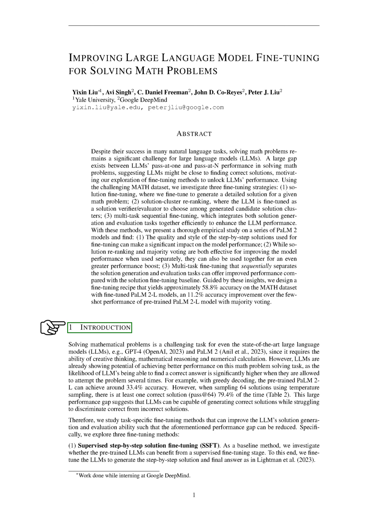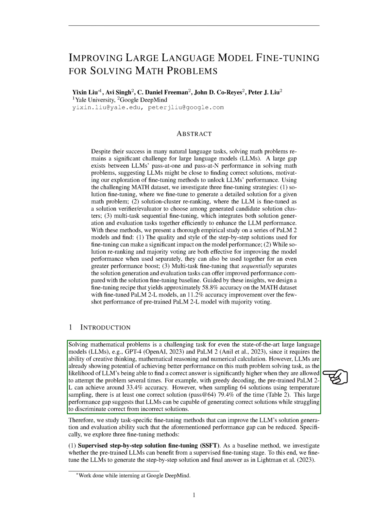Section: Introduction. We're looking at how to improve the problem-solving abilities of advanced language models, like GPT-4 and PaLM-2, when it comes to mathematics. These models are already showing promise, with their chances of finding the right answer increasing when they're allowed multiple attempts. For instance, the pre-trained PaLM-2L model can achieve an accuracy of about 33.4% with a single attempt, but when it's allowed to try 64 times, it gets at least one correct answer 79.4% of the time.